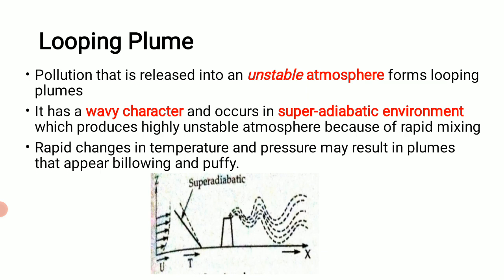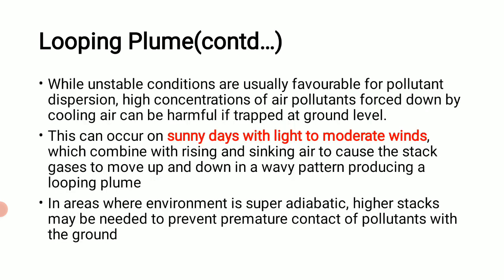It has a wavy character, and this kind of plume behavior usually occurs in a super adiabatic environment, which produces a highly unstable atmosphere. Usually a super adiabatic lapse rate is associated with an unstable environment in which ELR is more than ALR. If the atmosphere is unstable, it usually results in high turbulence, and thereby leads to rapid mixing of the pollutants. The rapid changes in temperature and pressure cause the plumes to appear billowing and puffy, and thereby we can see a wavy character.